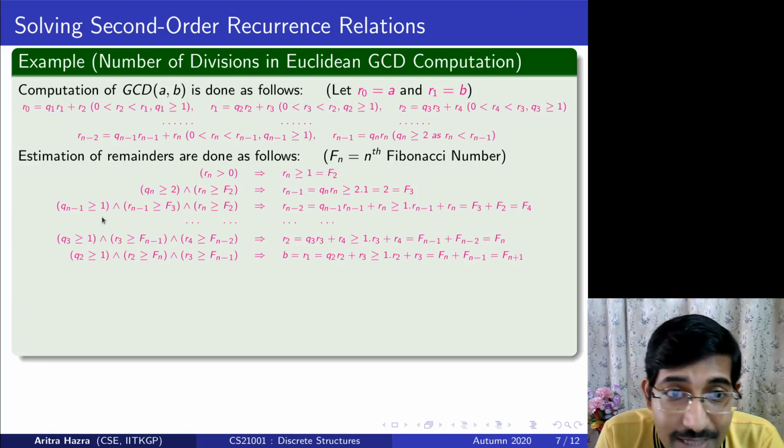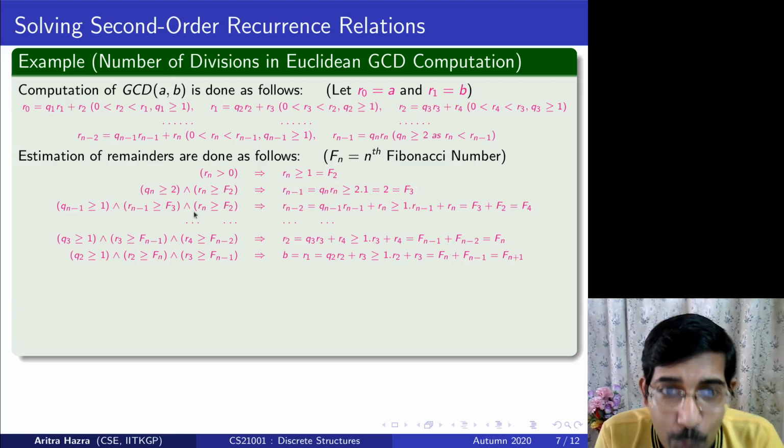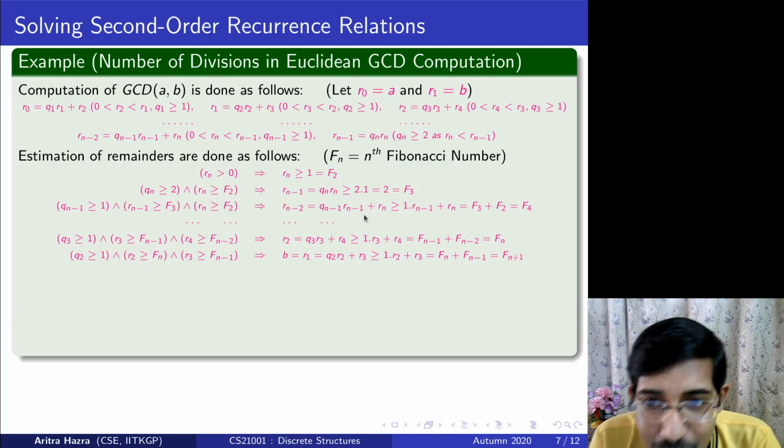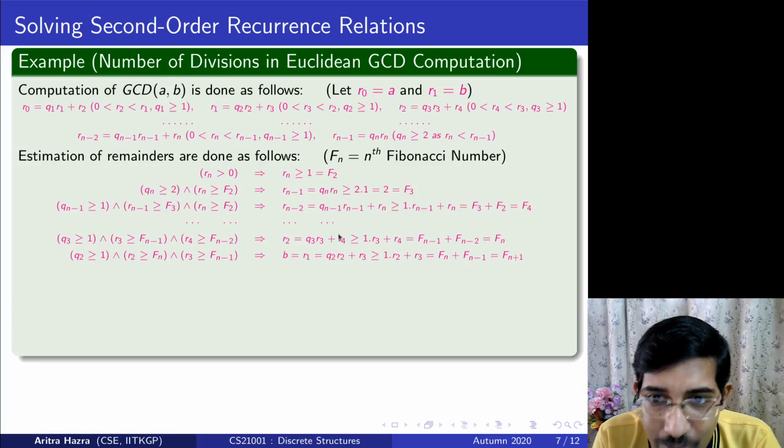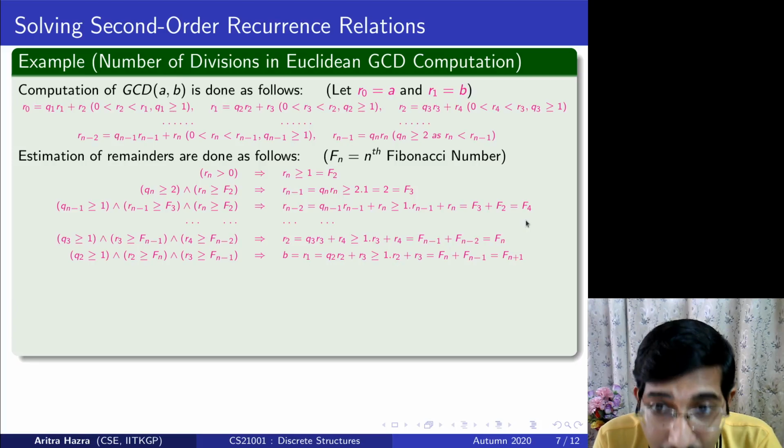Let us see the next point. Qn minus 1 is greater than 1, this step. Rn minus 1 is greater than F3, Rn minus 2 is greater than F2. See, everything is greater than 1. So this will become 1 into F2 plus F3, which will become F4. So Rn minus 2 will be greater than F4. The next step will become 1 into F4 plus F5, which will be F4 plus F5, F3 plus F4, which will be equal to F5.